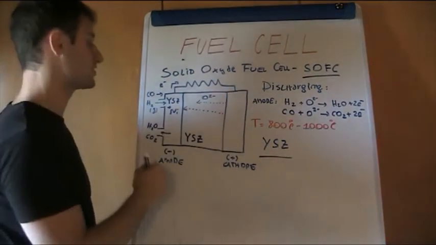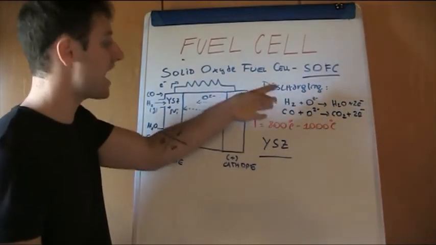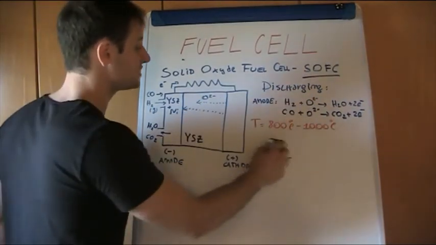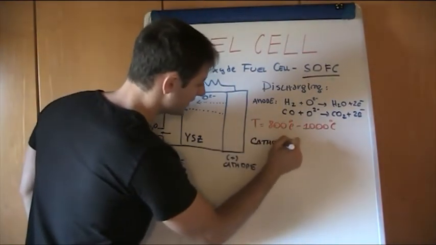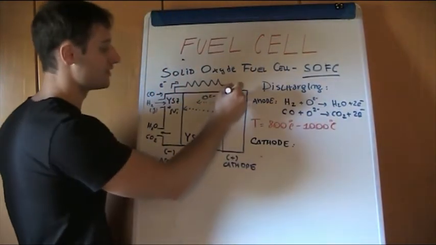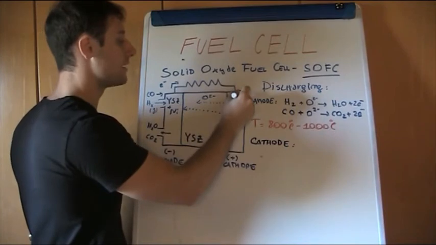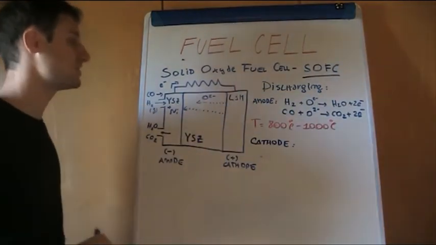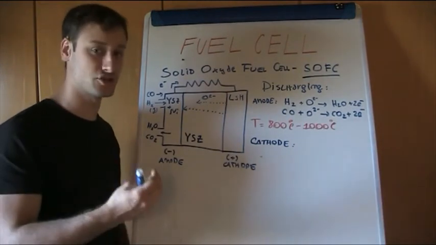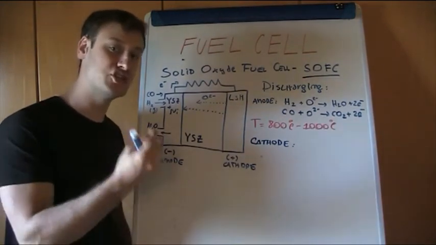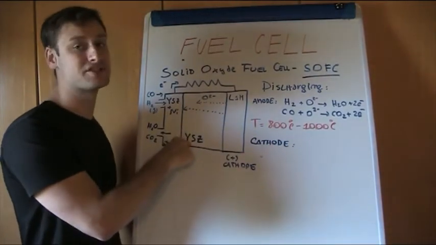But now, since we have described the compositions of the anode, the compositions of the electrolyte, and the reactions involved in the anode, we need to understand what is happening on the cathode. On the cathode, we have an electrode composed of lanthanum, strontium, and manganite. This is a specific material that is able to catalyze the oxygen reduction reaction, and is useful since we have good compatibility with yttria-stabilized zirconia.